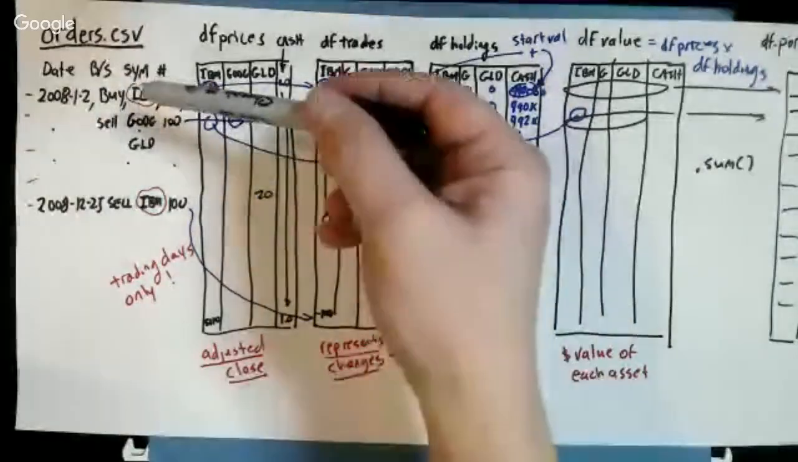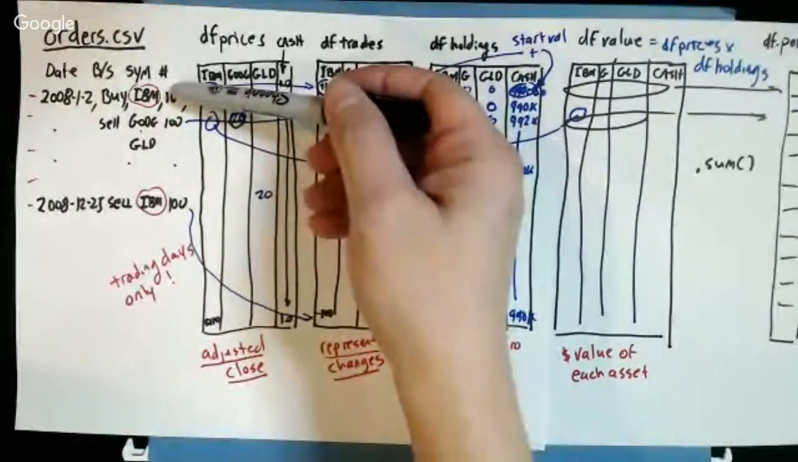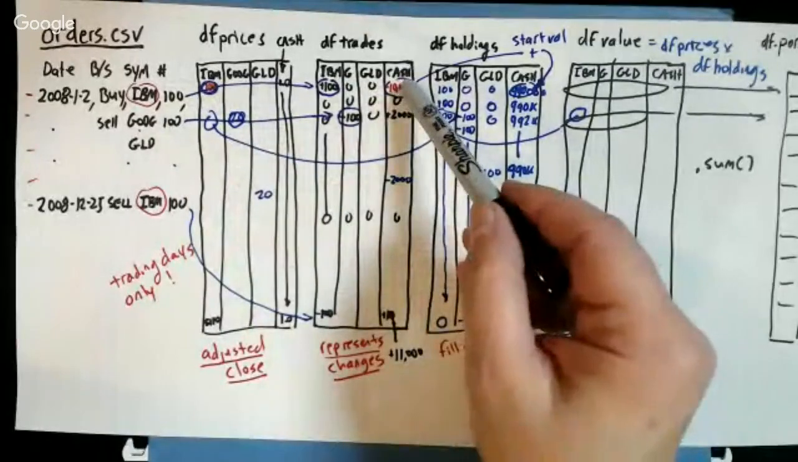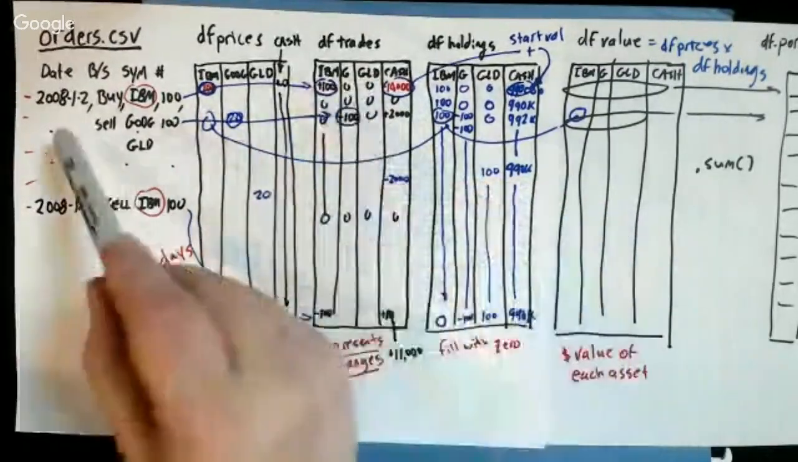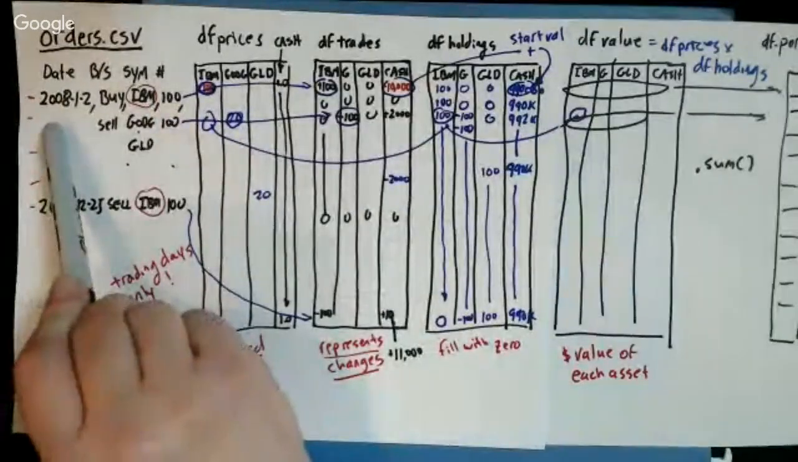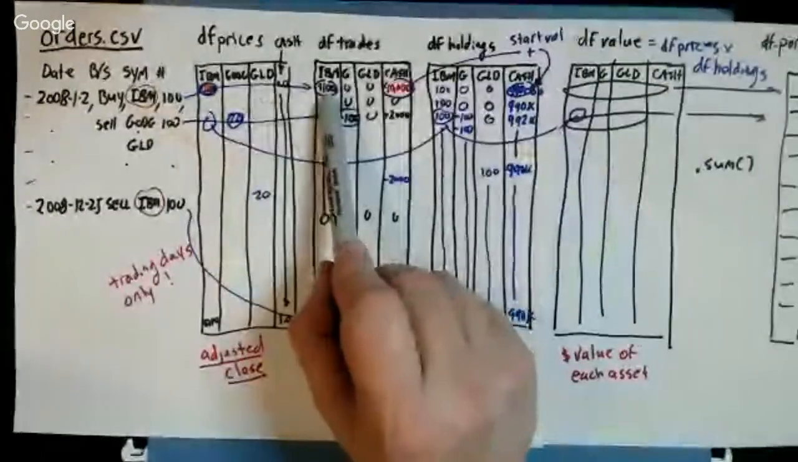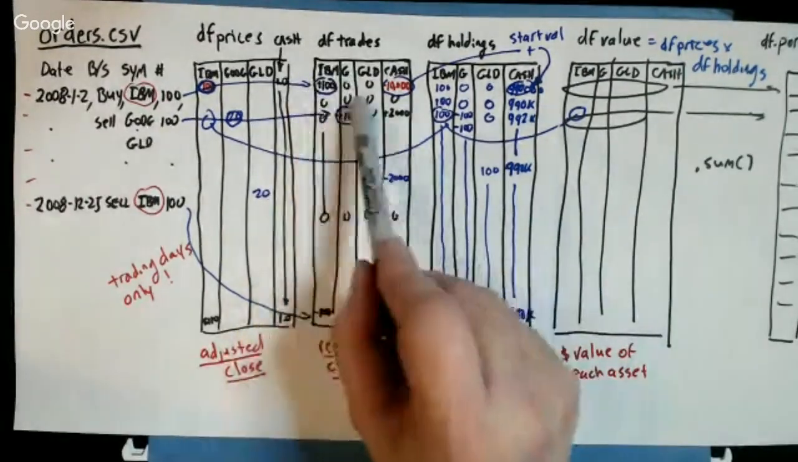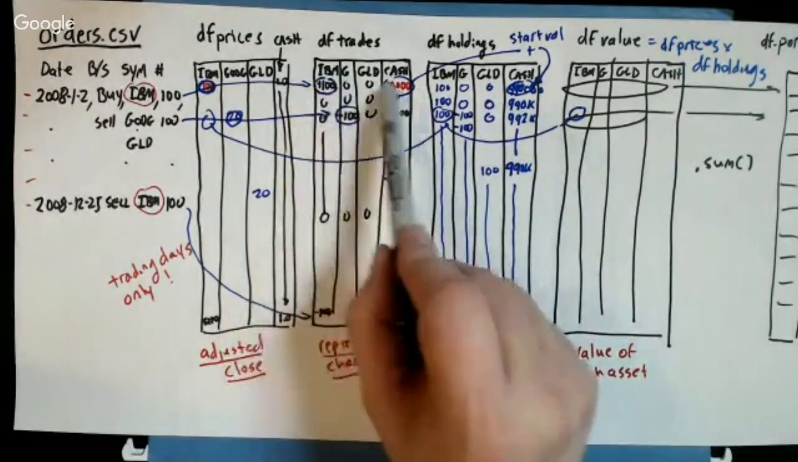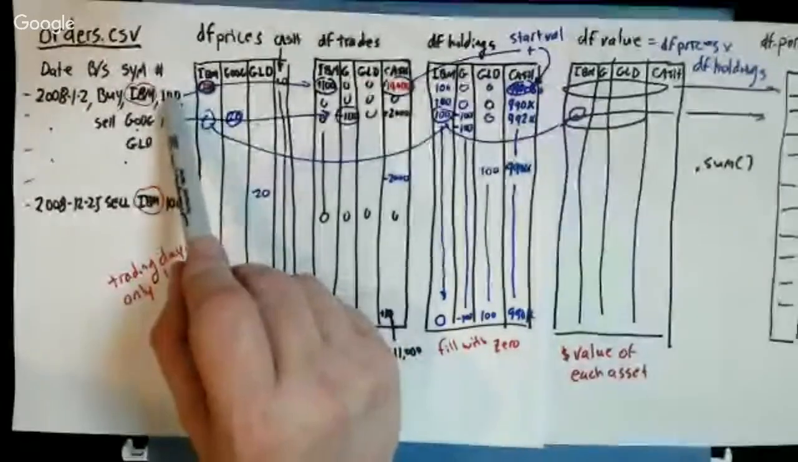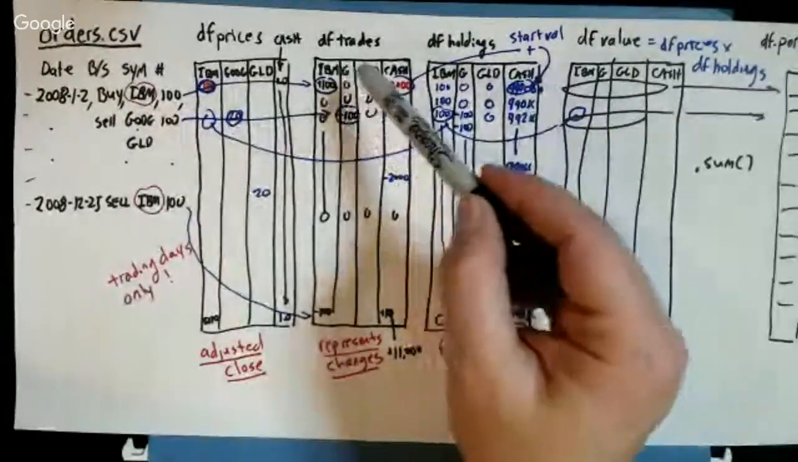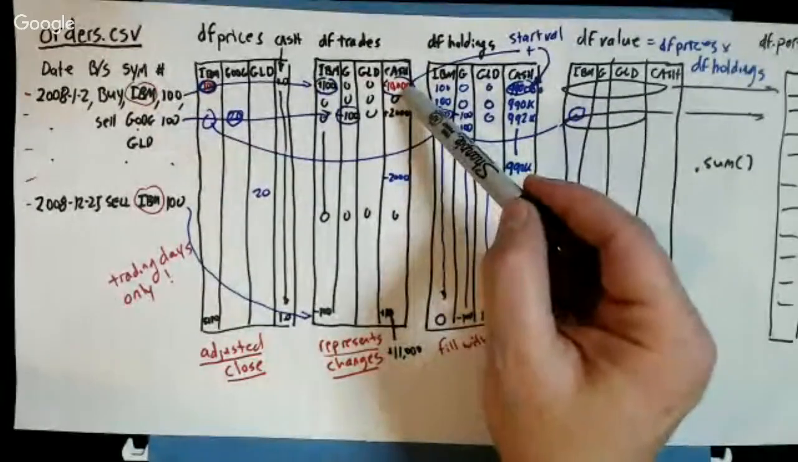Well, as you step through your orders file, you encounter this buy. You update the data frame so it's indexed by this date. So you go to this date in the DF trades data frame, and you make whatever updates you have to make according to what this transaction was. So we added 100 shares of IBM and subtracted whatever IBM cost.